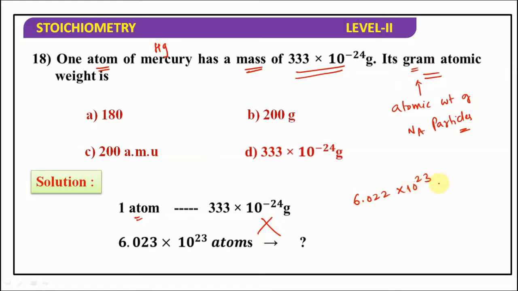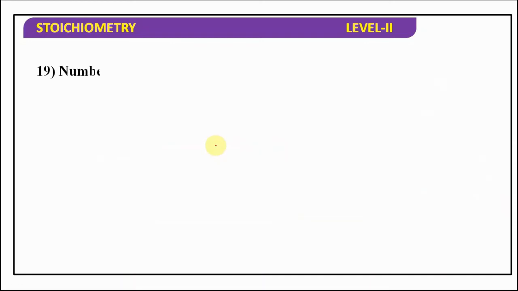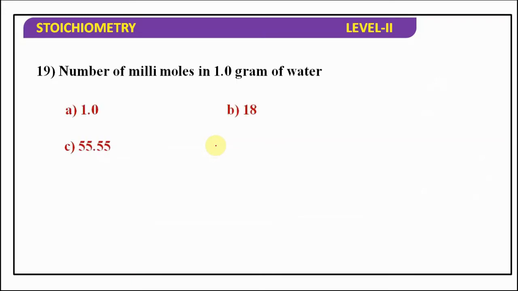It will give you 333 into 10 to the power of minus 24 upon 1. If we solve it, you will get an answer close to 200 grams. Hope you understand. Is that clear for you? So simply we have to take one atom mass, which they have given. Now they are asking you to calculate the mass of Avogadro number of atoms, that gives you the gram atomic weight. Clear? Right.